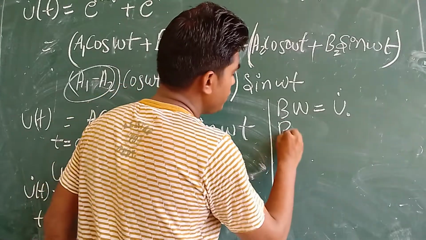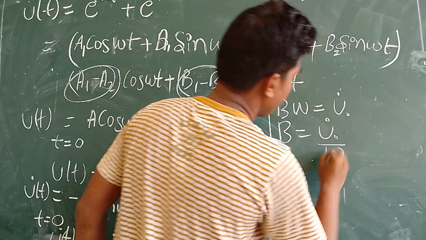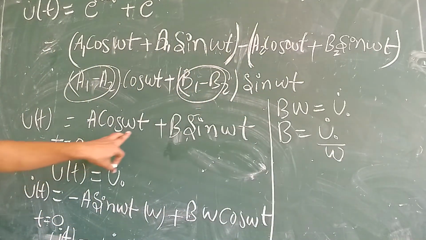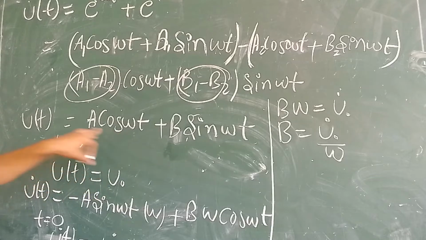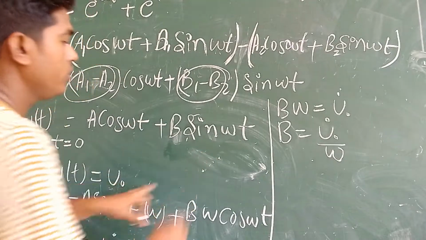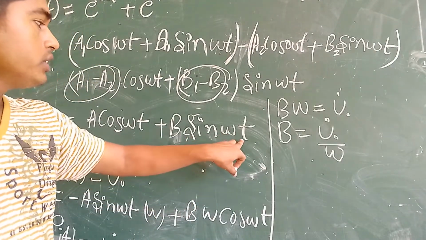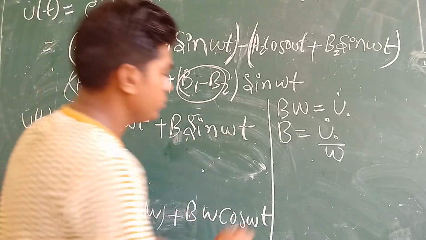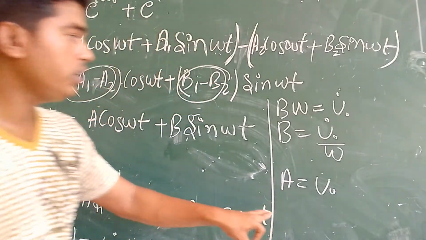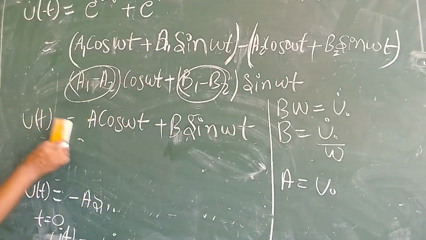So the value of b is equal to velocity divided by omega. And again, the value of a: if you put t equal to 0, u is equal to u naught. If you put sin omega t, sin 0 is equal to 0. So a is equal to u naught. You got the two values.